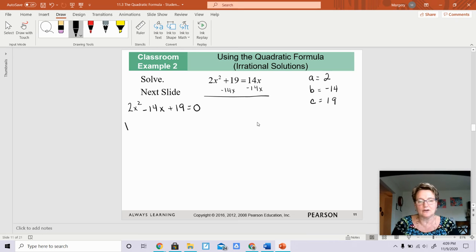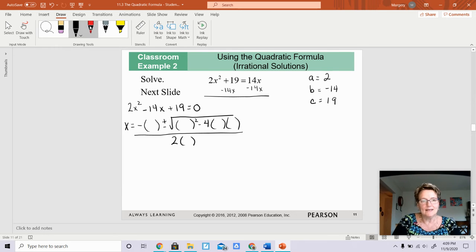And my formula is x equals negative b plus or minus the square root of b squared minus 4ac all over 2a. Now, I'm going to put the b in here, and that is a negative 14.